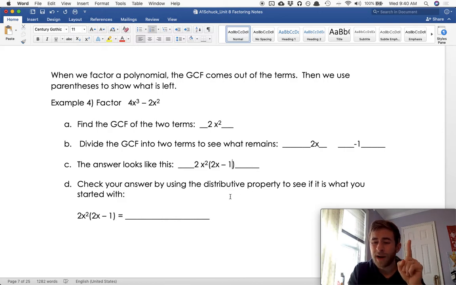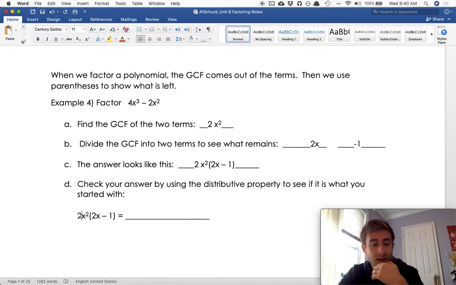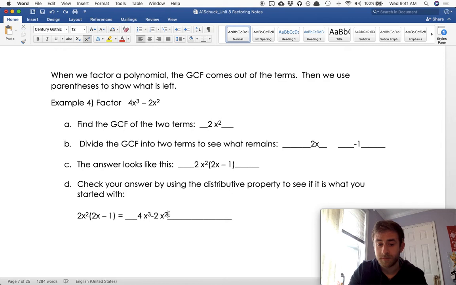Let's double check to make sure this works. You check your answer by using the distributive property to make sure you get back what you started with. If I do 2x squared times 2x, 2 times 2 is going to get me 4. x squared times x is going to get me x to the power of 3. And then I do the second part. 2 times negative 1 is going to be minus 2. And then x squared, there's nothing to multiply, it just comes along for the ride. x squared.